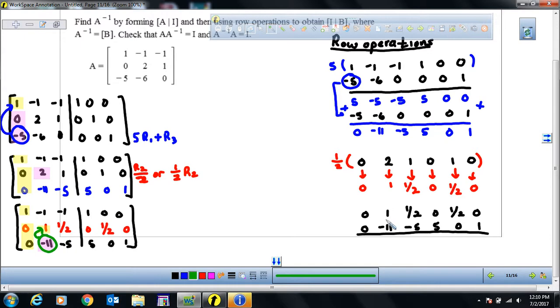Now, in order for this -11 to cancel or become a 0, first we need to multiply the middle row by the opposite, which is positive 11. So we can make them the same number with opposite signs. It's going to give us 0, 11, then 11 times 1/2 is 11/2, 11 times 0 is 0, 11 times 1/2 is 11/2, and 11 times 0 is 0. Then we're going to add it to this row, 0, -11, -5, 5, 0, and 1.